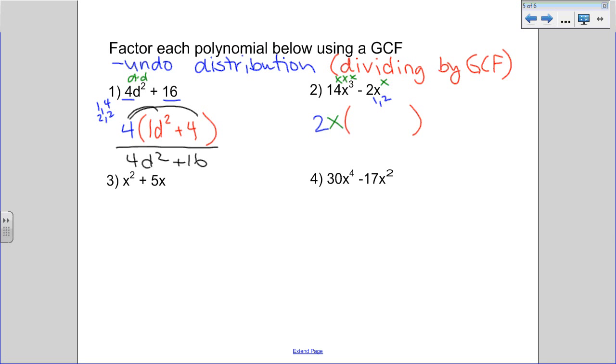Jackson said 7. Where is he getting 7 from? The 14 divided by 2 is 7. I like the 7. I knew it was a good number we were going to need. He was just kind of on the already undistributing list. But it can't just be 7, ladies and gentlemen. I've got to have some variable here, correct? I just heard someone say x to the second. Why, Eli?